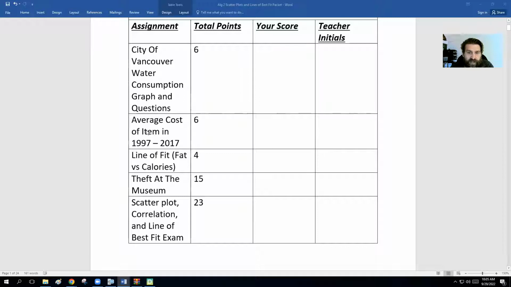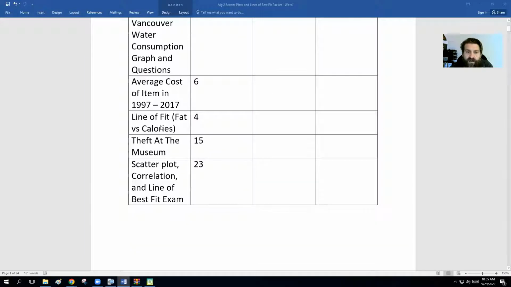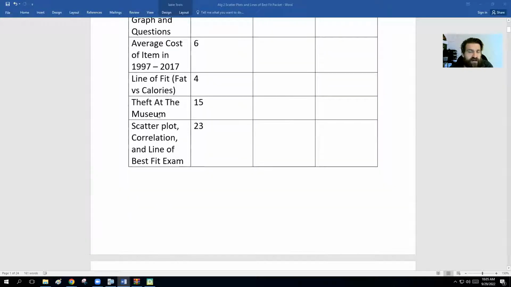The next one, we're looking at the average cost of items from 1997 to 2017. I found some information, put a big chart on there for you. Then we move on to lines of fit. There's the lines of fit activity that you guys will do. We have a couple bit of notes in there before that. That's a 4-point assignment.